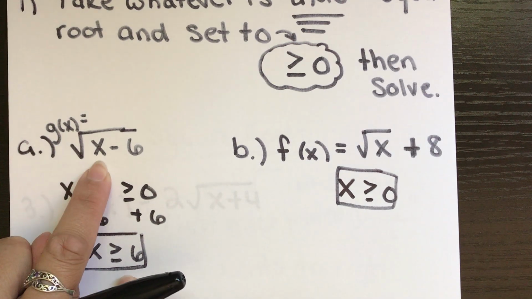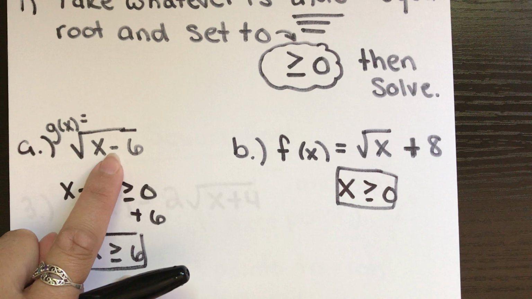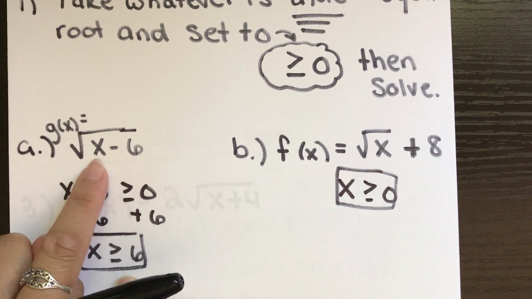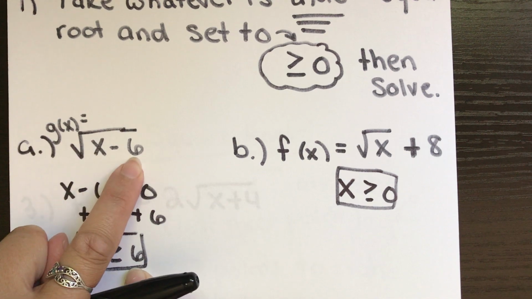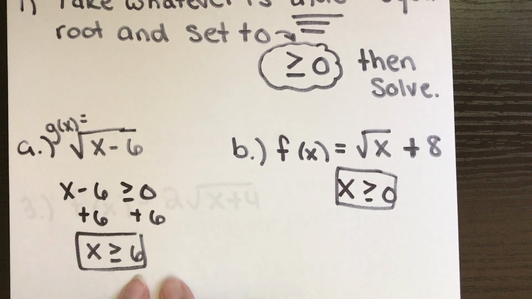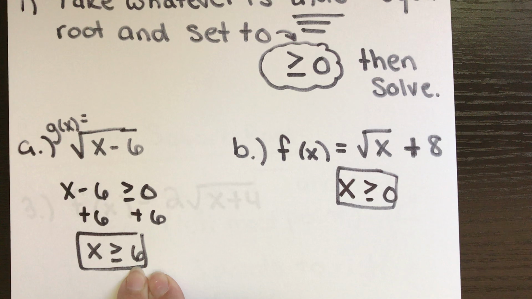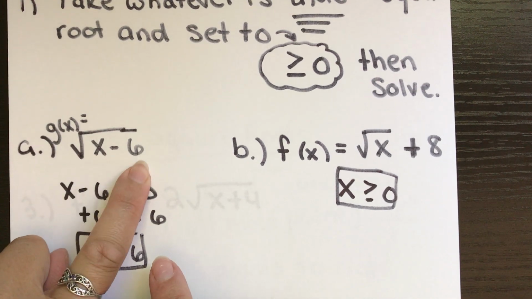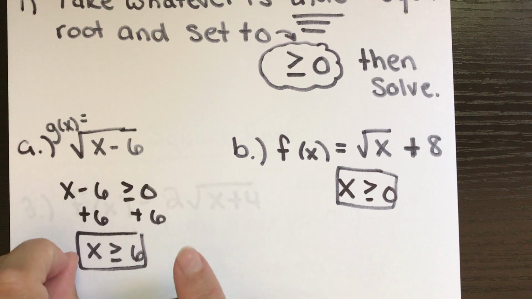So if you put 6 into the original problem, 6 minus 6 is 0, and the square root of 0 is 0. If you plug in 8, let's say, 8 minus 6 is 2, and then you could take the square root. But if you plug in something that's not larger than 6, like 4, let's say, 4 minus 6 is negative 2, and again, that would cause a problem.